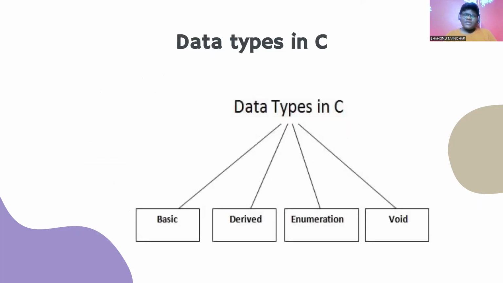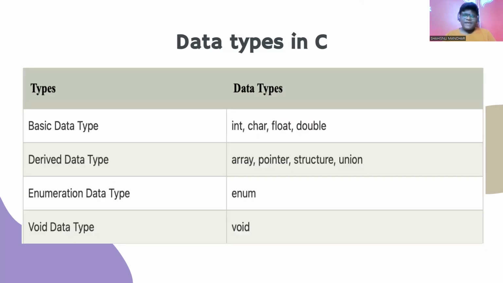Let's see the data types in C. There are basically four data types in the C language: basic data types, derived data types, enumeration data types, and void data types. Basic data types include int, char, float, and double. Derived data types include array, pointer, structure, and union. The enumeration data type is enum, and the void data type is void.